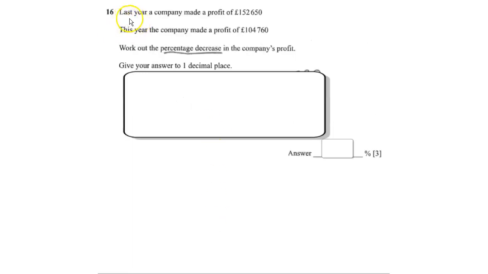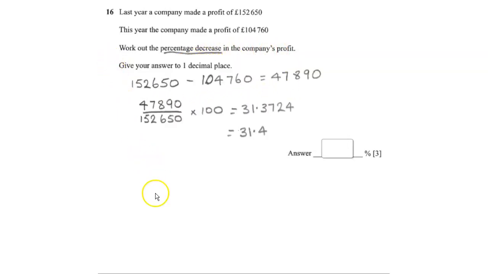Question 16, it says last year a company made a profit of £152,650. This year the company made a profit of £104,760. Work out the percentage decrease in the company's profit. Give your answer to 1 decimal place. So for this one, we want to find out how much it decreased by. To do that, we take away those numbers to find out what the difference would be.